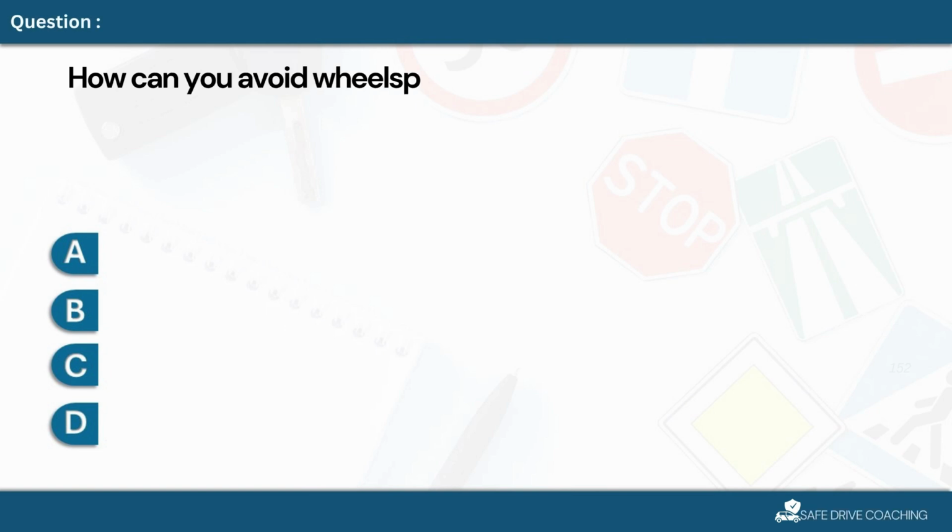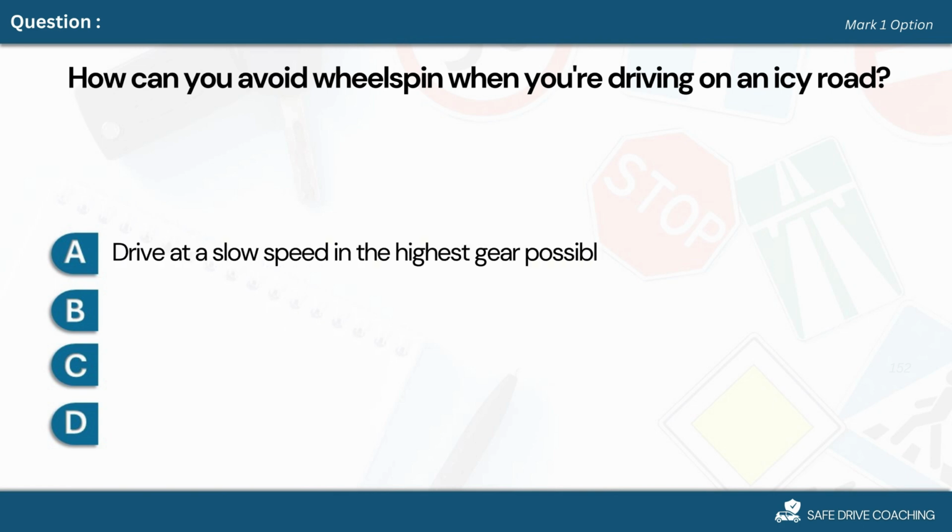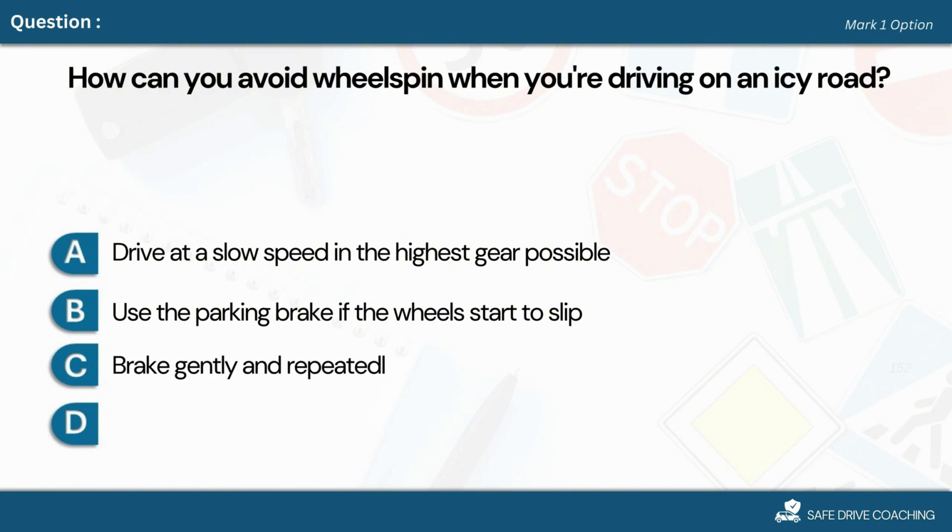How can you avoid wheel spin when you're driving on an icy road? A. Drive at a slow speed in the highest gear possible. B. Use the parking brake if the wheels start to slip. C. Brake gently and repeatedly. D. Drive in a low gear at all times.